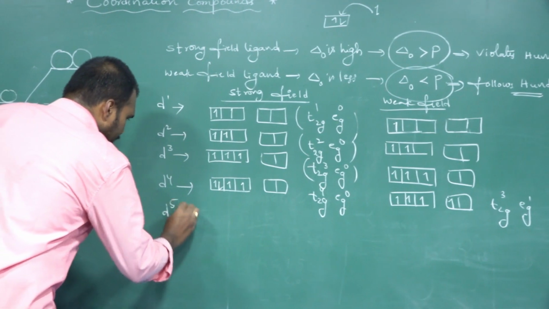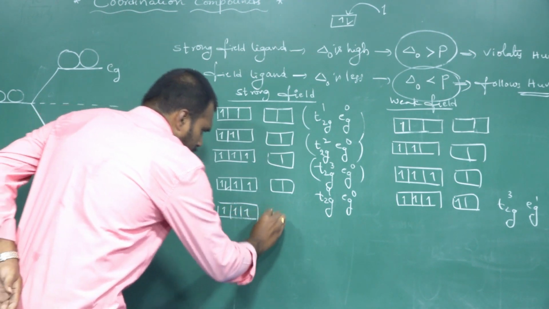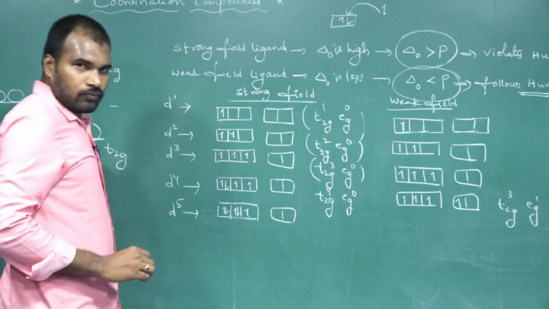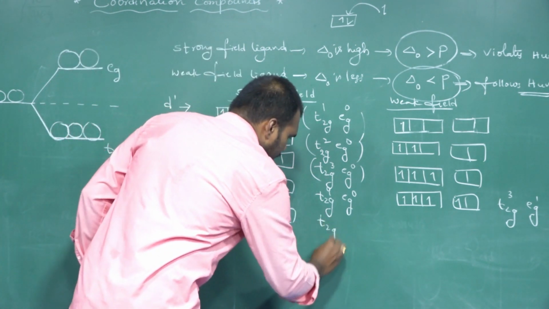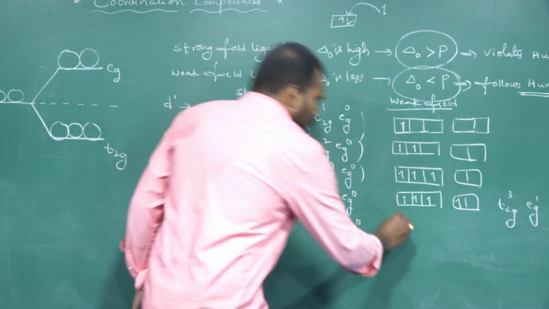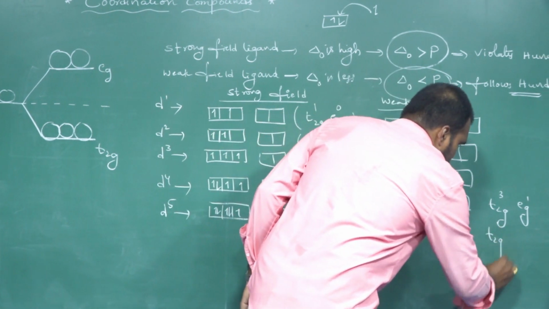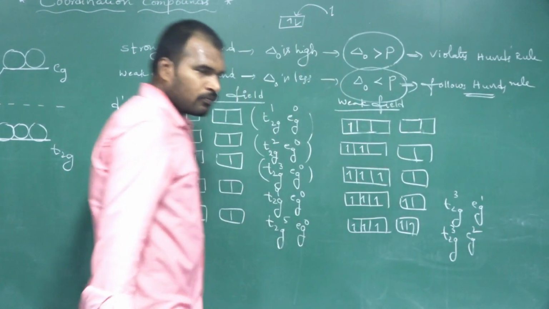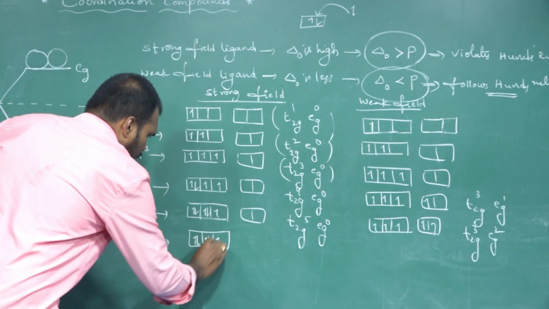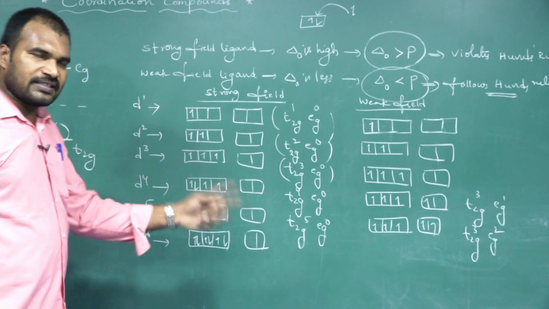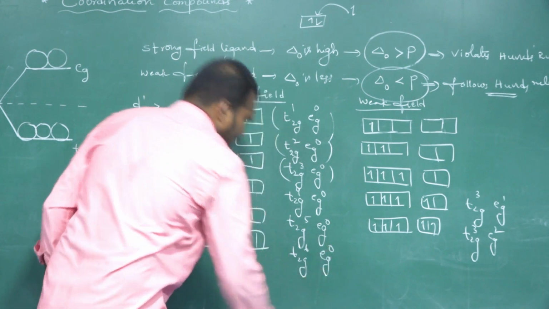Next one, the d5 configuration. In the case of d5, as above, 1, 2, 3, fourth electron, fifth electron. In strong field, the fourth and fifth electrons enter t2g instead of eg. So the configuration is t2g5, eg0. In weak field, the fourth and fifth electrons enter the eg set. So the configuration is t2g3, eg2. Next one, the d6 configuration, 1, 2, 3, 4, 5, 6. In strong field, the fourth, fifth and sixth electrons enter the t2g set only. So the configuration is t2g6, eg0.